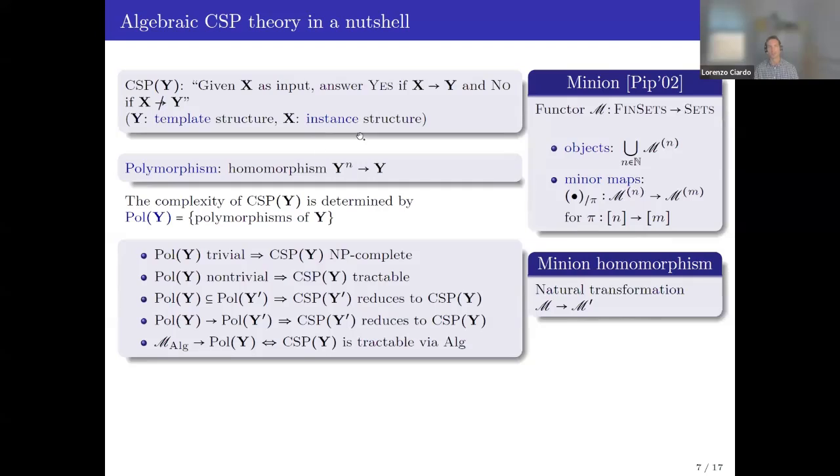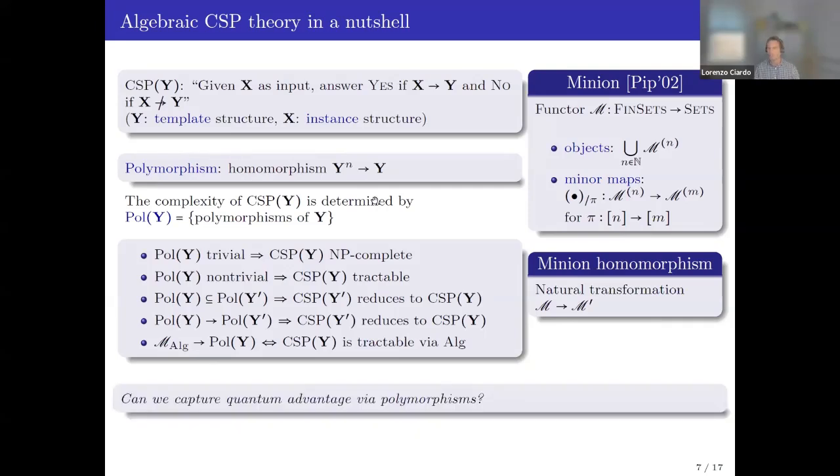So some of this was very fast and a bit abstract, but this is essentially the core of the algebraic approach to CSPs. We can study CSPs not by finding ad hoc reductions or reasoning in terms of Turing machines, but by reasoning in terms of the algebra formed by the polymorphisms. Okay, can we do something similar for quantum advantage? Can we study quantum advantage via these polymorphisms? And it turns out that we actually can.